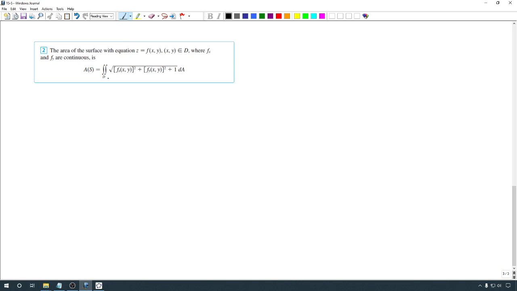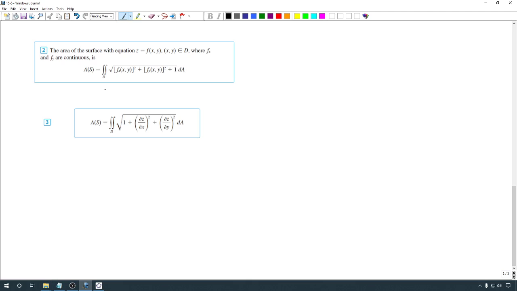We can also write this as this, where we're using the curly d notation rather than the f sub x and f sub y. They rearranged it and put the 1 in front. Not that that really makes much of a difference.